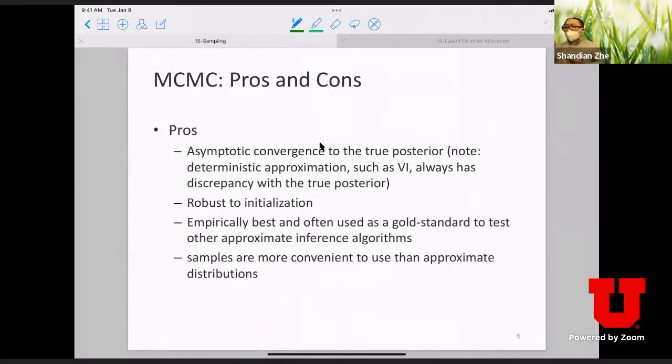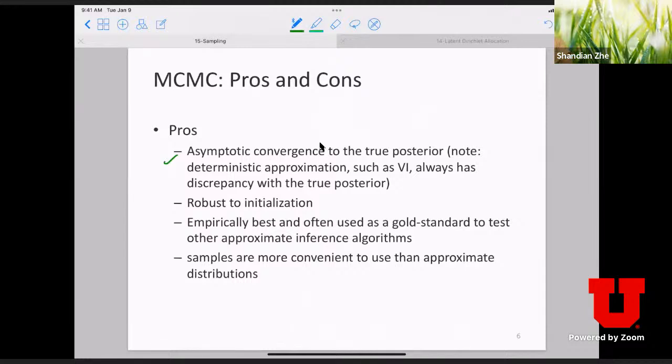So what's the benefit? What is the advantage of MCMC? In addition to having our posterior samples in hand, first, MCMC guarantees the convergence to the true posterior in an asymptotic sense. Meaning that if you run your sampling procedure for a long enough time, it will always converge to the true posterior distribution. So this is unbiased. You can view it as an unbiased approximation to the true posterior distribution.